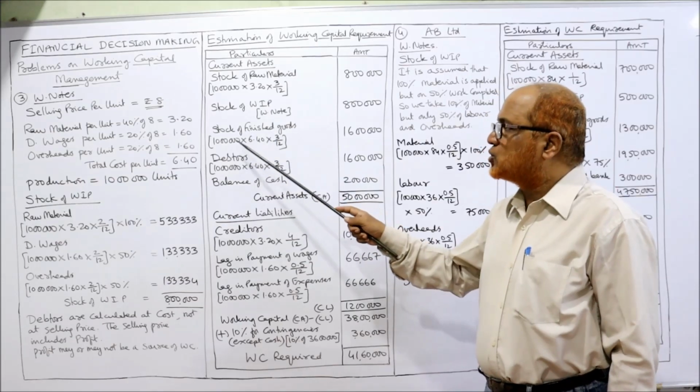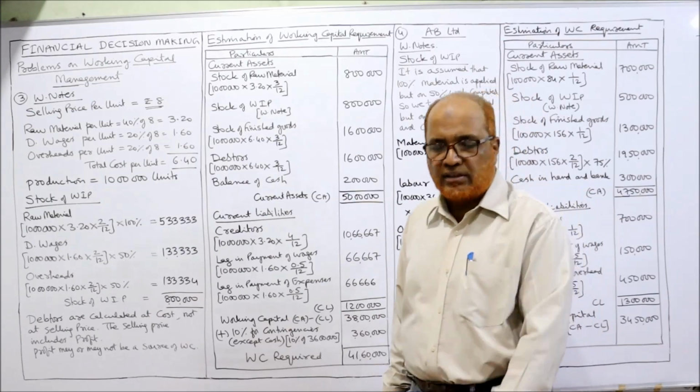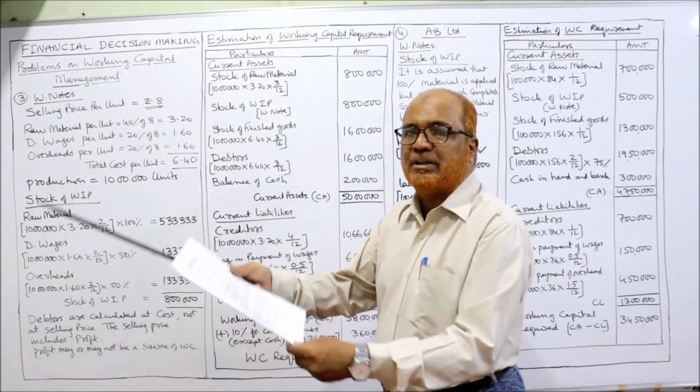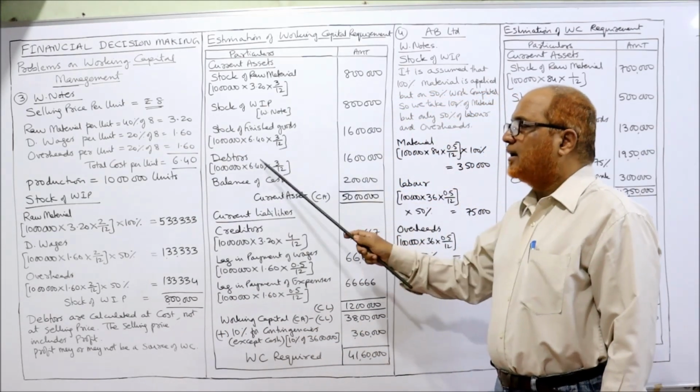So stock of finished goods: 10 lakh units into 6.4 into 3 months. It is given in the problem. Finished goods remain in the warehouse for 3 months. 3 by 12, we'll get 16 lakh.